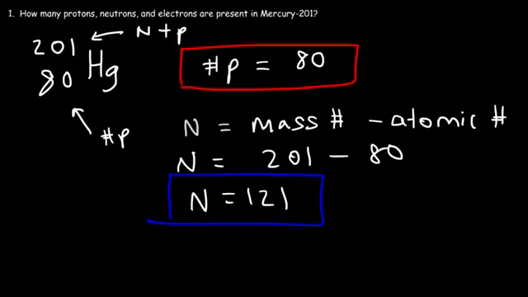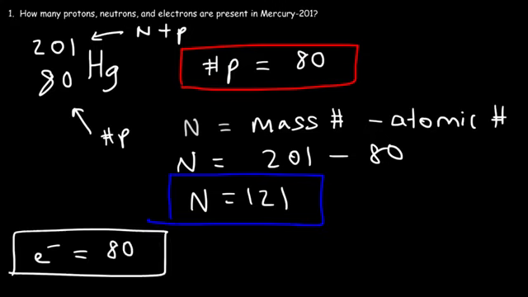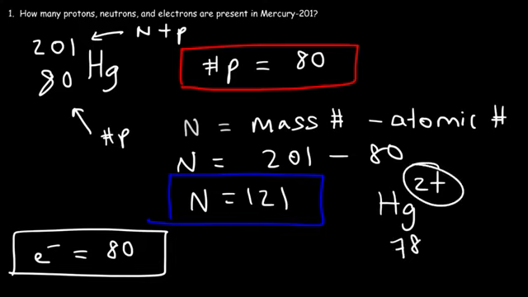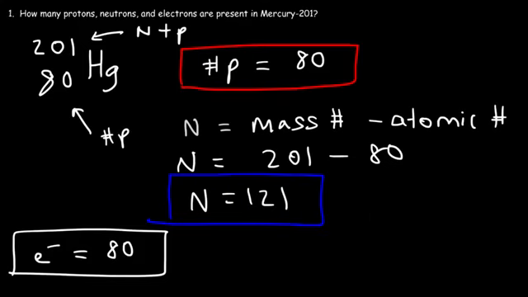Now, what about the number of electrons in Mercury 201? For an atom, the number of protons and electrons is the same. We weren't given an ion, so we're assuming this is an atom. So we're going to say it has 80 electrons. Now, if we had the mercury 2 plus ion, then the number of electrons would be 78. The plus 2 charge tells us that there are 2 more protons than electrons. But for atoms, the protons and electrons are the same because atoms are electrically neutral.